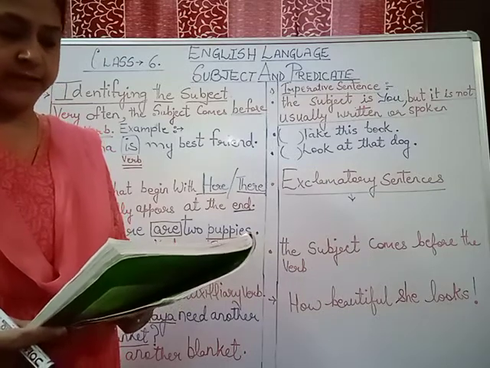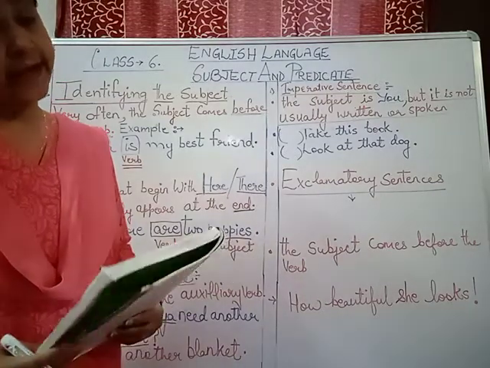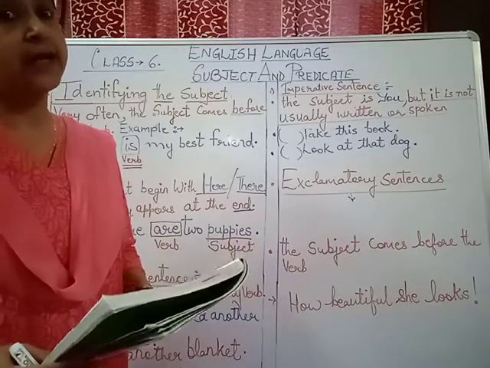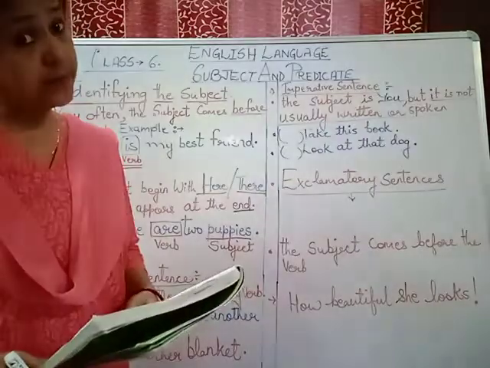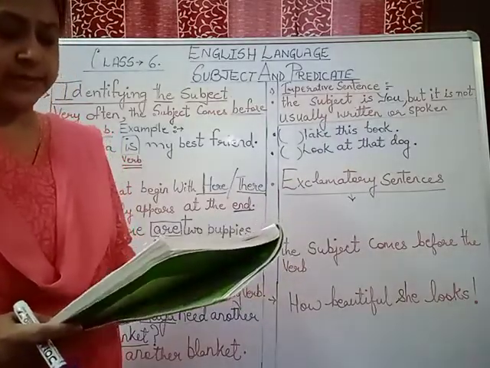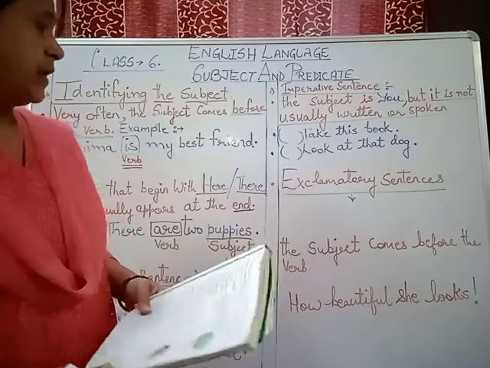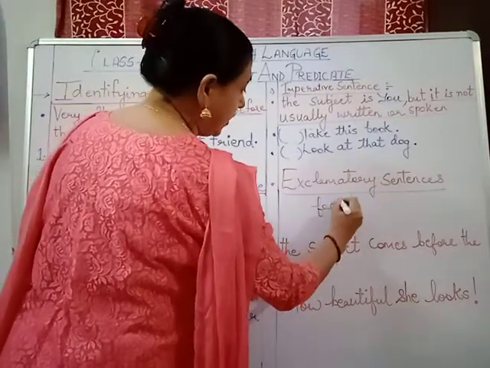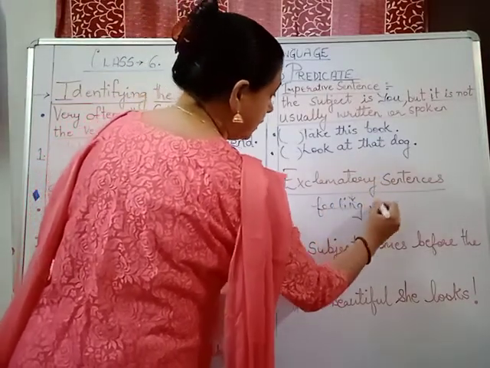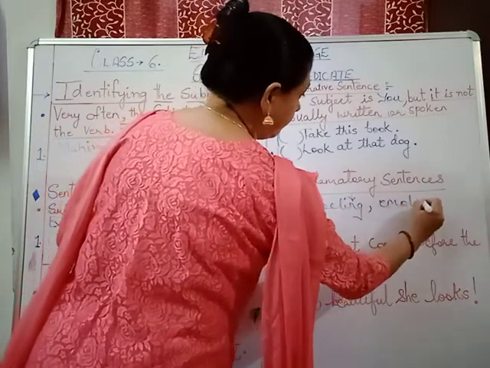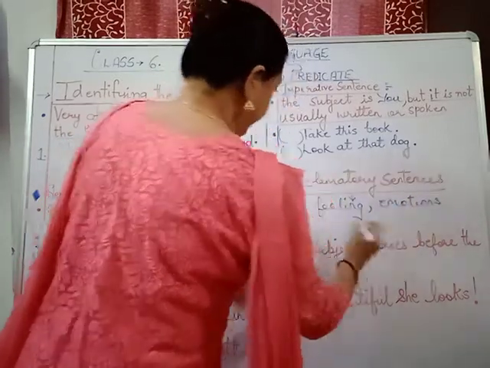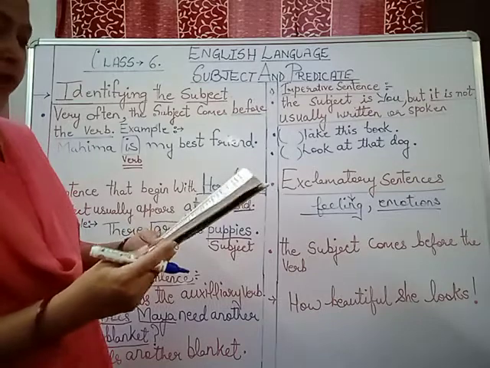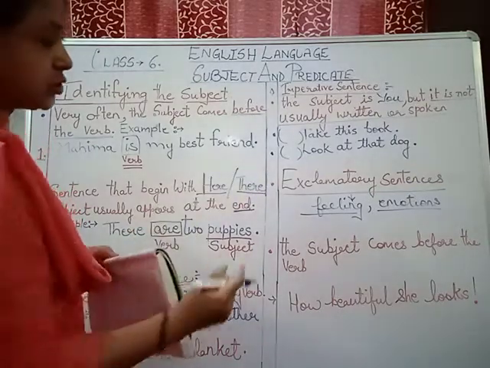Let's see the exclamatory sentence. An exclamatory sentence expresses feelings and emotions, and it ends with an exclamation mark, children. In an exclamatory sentence, the subject comes before the verb. It tells you feelings and emotions, and now we are putting an exclamation mark to it.